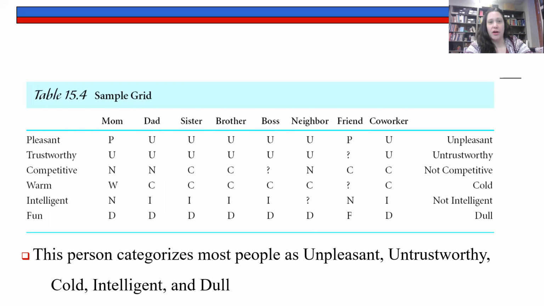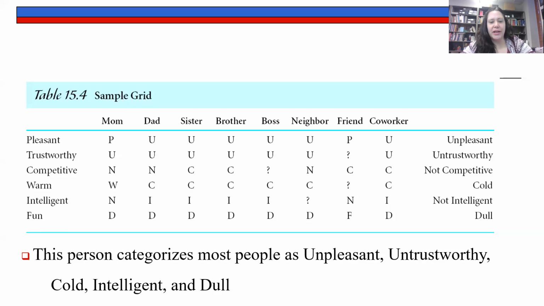And the types of constructs that the person created and then categorized those 10 people were things like pleasant versus unpleasant, trustworthy versus not trustworthy. So we see these semantic differentials again. And what you can see here is that, for example, on that first semantic differential or construct, pleasant versus unpleasant, you see that only 2 people on this list got a P for pleasant. Most of the people on this list got a U for unpleasant.